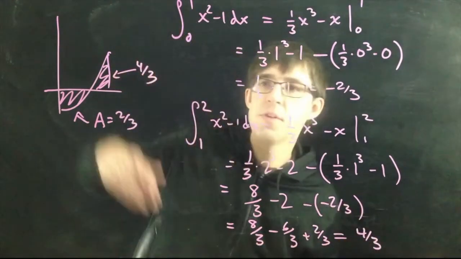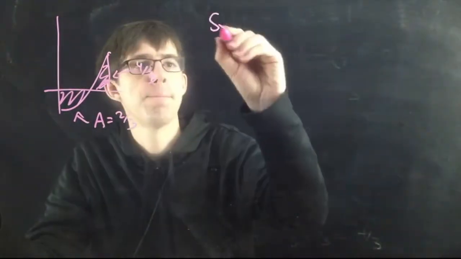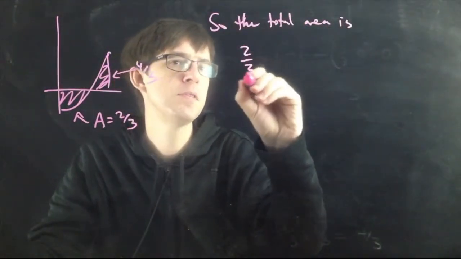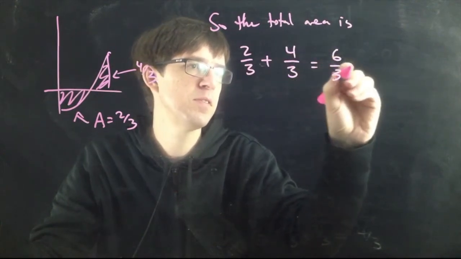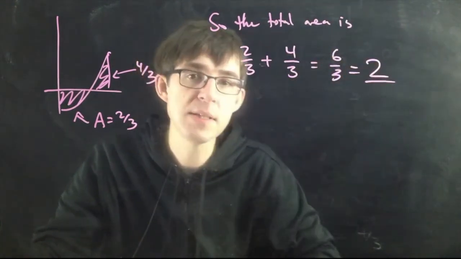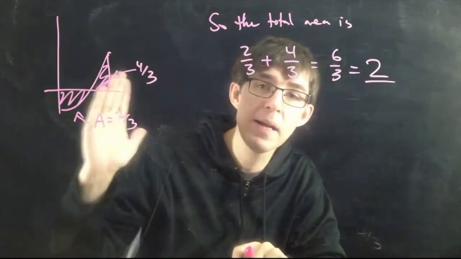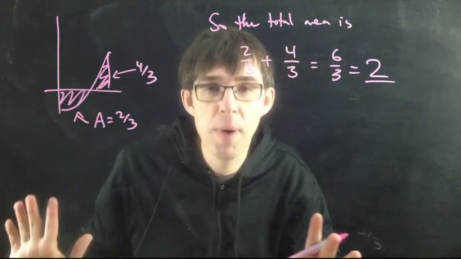And so the total area is 2/3 from the first part plus 4/3 from the second part, which is 6/3, which is 2. That's the answer. This is how you do it. You got to break it up into pieces, make them all positive, and then add them together.